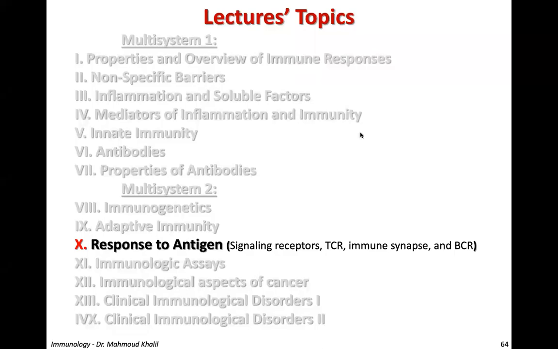Hello. Today we'll talk about the response to antigen, and we will see in more detail how the immune system can respond to an antigen through some signaling receptors on the surface of the immune cells, as well as the interaction between the TCR receptor and the antigen-presenting cells, and we'll see more details in this lecture.